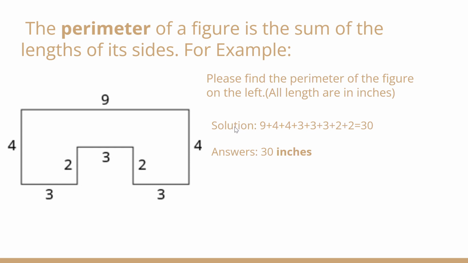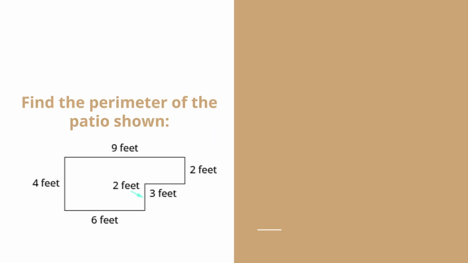So the solution is 9 plus 4 plus 4 plus 3 plus 3 plus 3 plus 2 and plus 2. So you add every side together. The answer is 30, so we write the answer as 30 inches. Because it told us that all lengths are in inches, we should write inches after the number. Now you can try to find the perimeter of the picture shown. I will give you 30 seconds to answer this question.